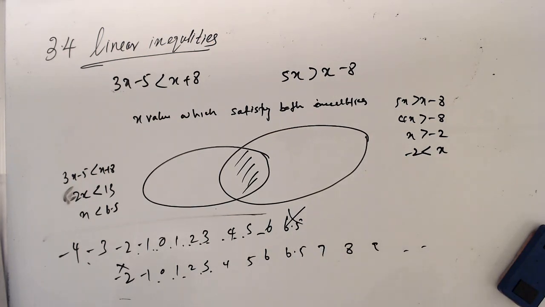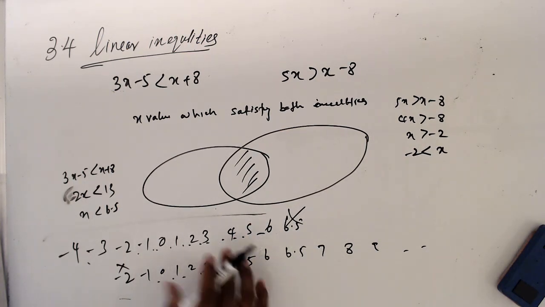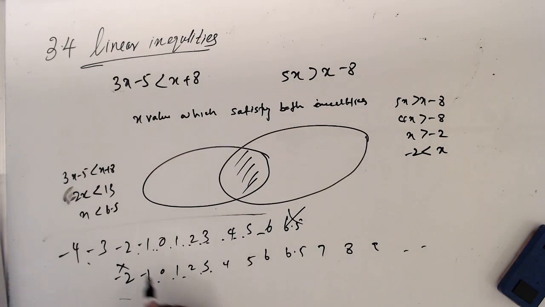Now, what are the common numbers, the common area? Which numbers match both inequalities? The numbers that match both inequalities are in between minus 2 and 6.5.